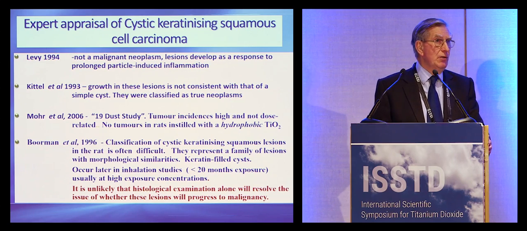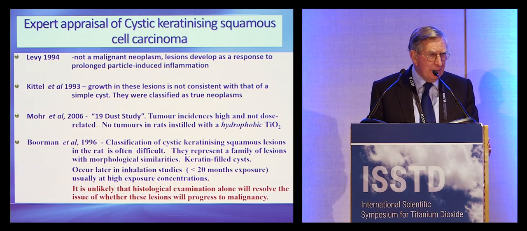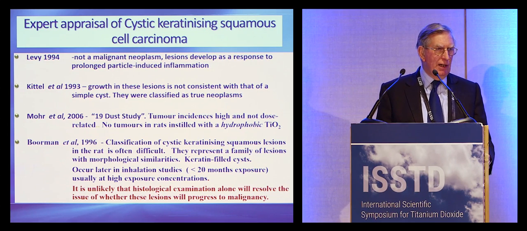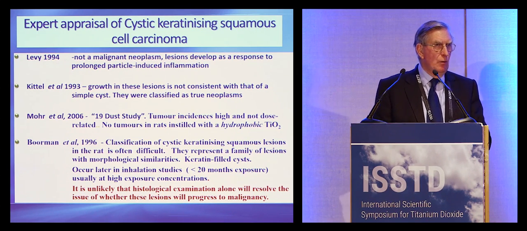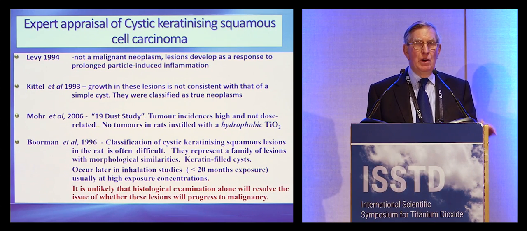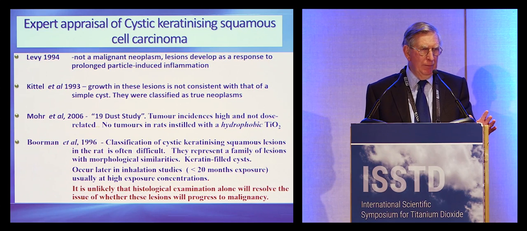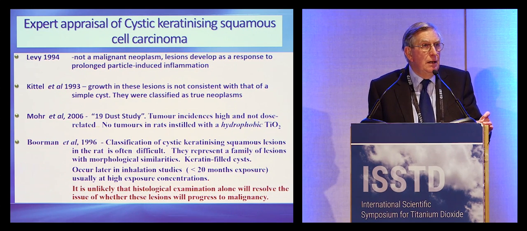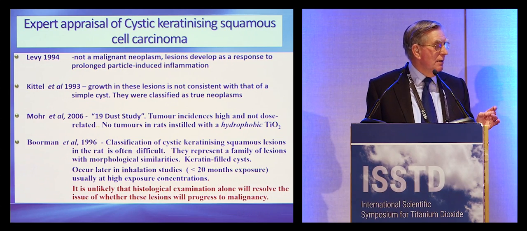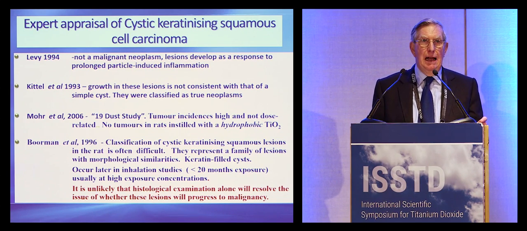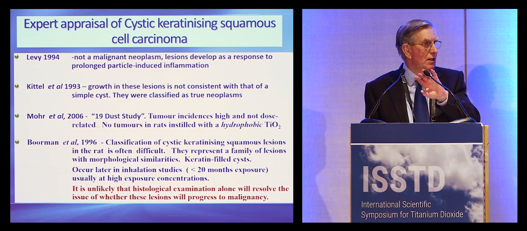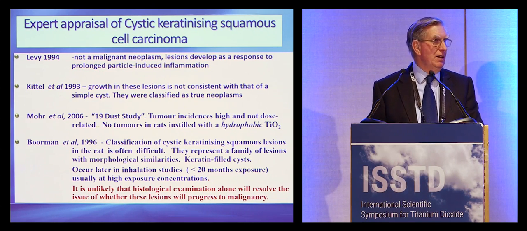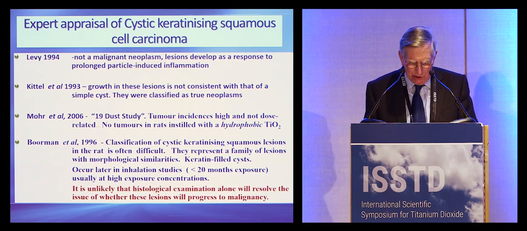And I want to draw your attention to a paper by Gary Borman. Classification of cystic keratinizing squamous lesions in a rat is difficult. They represent a family of lesions with morphological similarities. We don't know anything about their behavioral characteristics. But importantly, if they are carcinogenic, neoplastic, we need to look at cytochemical markers for neoplasia. None of these studies have actually mentioned the cytochemical markers. So this is actually quite an important paper.